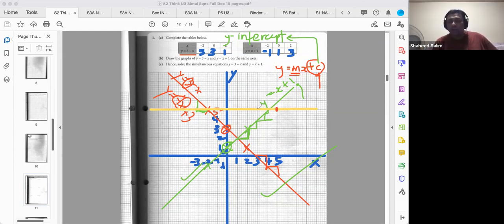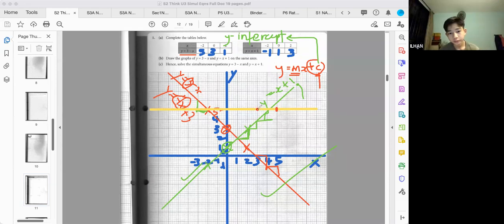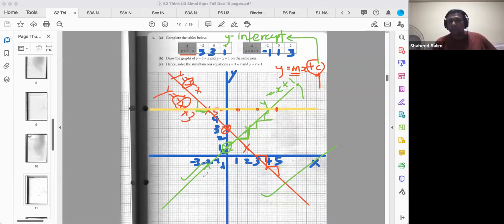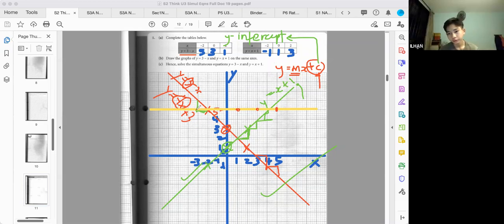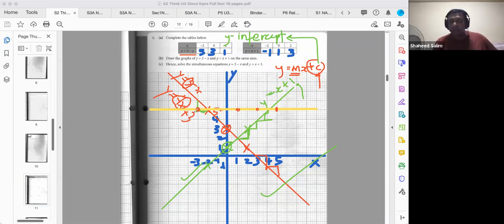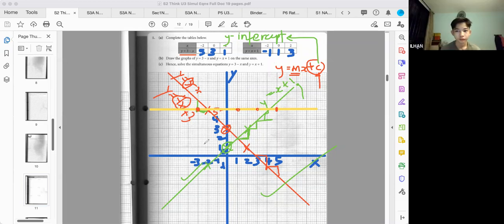So now what's the value of x here? 3. What's the value of y here? 5. What's the value of x here? 1. Value of y? 5. What is the value of x here? Negative 3. What's the value of y? 5. So what are you going to call this thing?